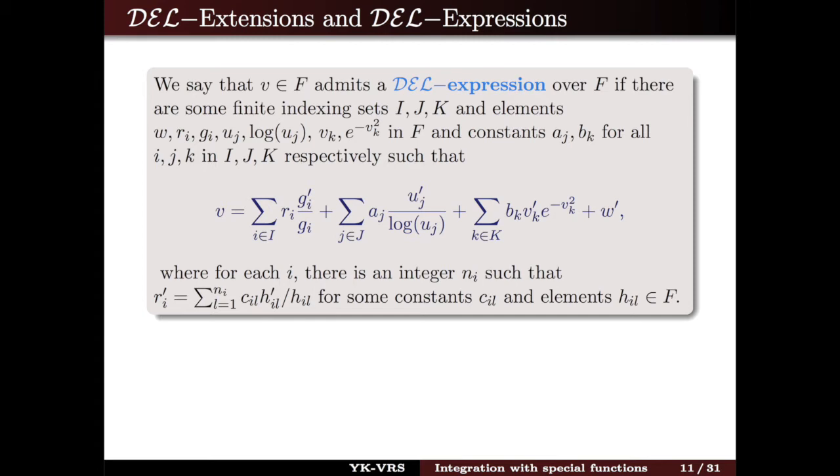You can actually see that since the a_i's and b_k's are constants, the integral of each term in the sum is the logarithmic integral, and in the error function type, the summation happening over here, when I take the integral, is just the error function. However, I cannot do the same for the first terms whose index set is this I. So here the R_i's are not constants. Instead, the R_i itself is actually a linear combination of logarithms.